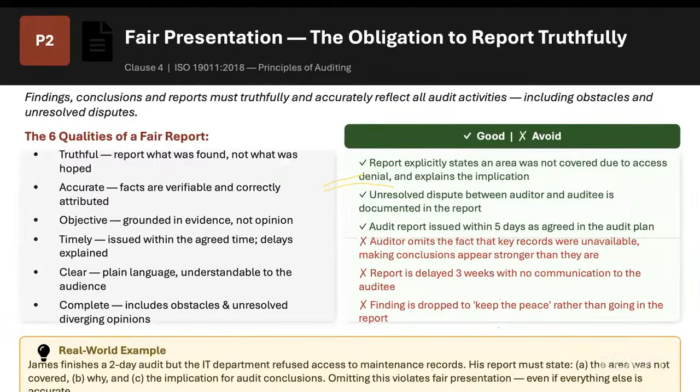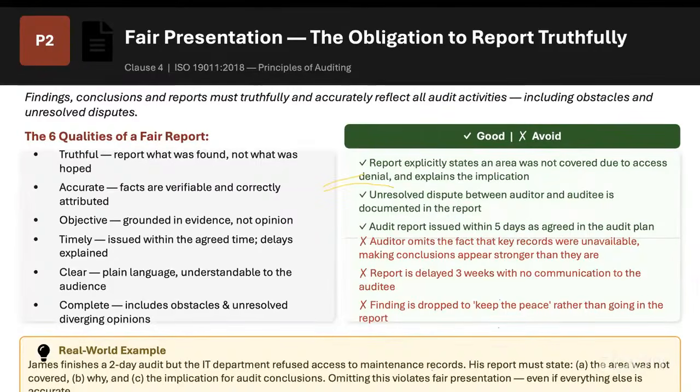I think when we get to the last part, there is a question that always comes up: when there is an unresolved diverging opinion, "Oh, this thing is not like this." You have your objective evidence against a particular finding, and the auditee insists that you bring down that audit finding. What do you do? Do you soften it? Do you bring it down so that the auditee will not come after you and beat you at the end of the day? What do you do?